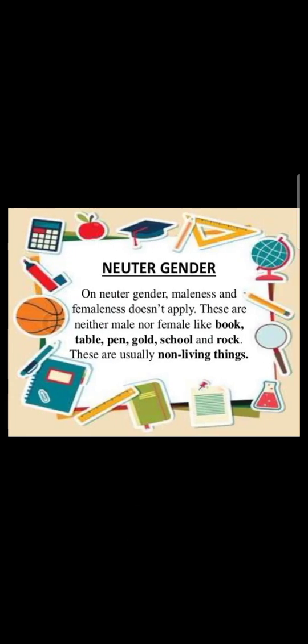Next, the last one, neuter gender. A noun that denotes a thing without life, that is neither male nor female, is said to be in the neuter gender, which means it denotes non-living things. Book, table, pen, gold, school, rock. So these are usually non-living things, right?